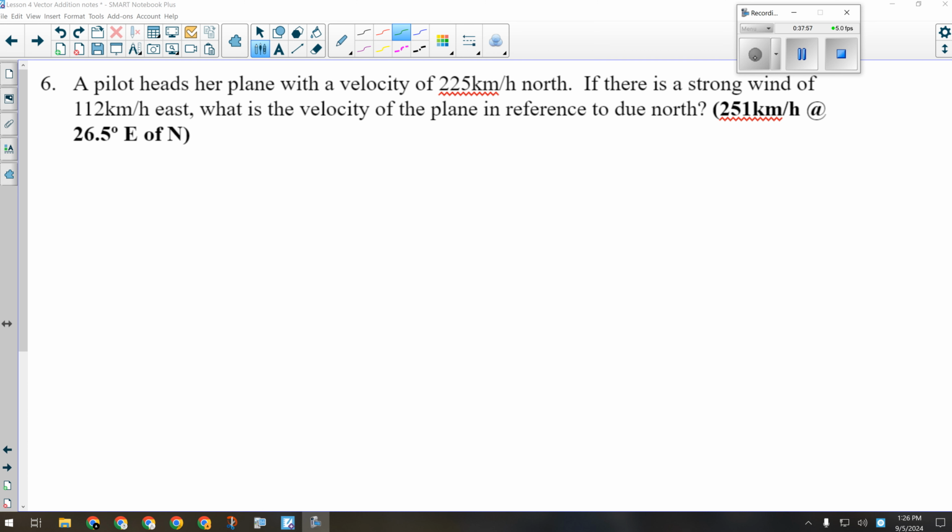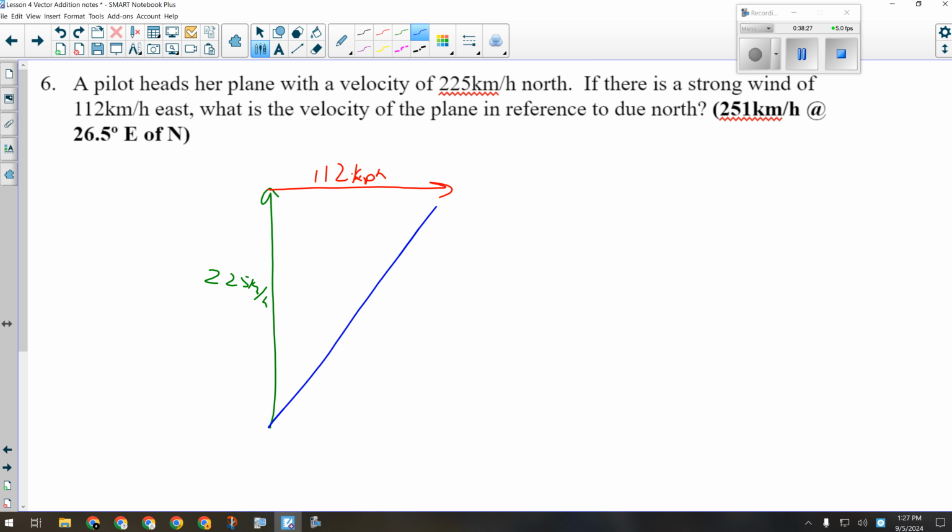The point of this question is to show you it doesn't matter whether it's displacement, velocity, acceleration, force, or any other vector quantity, we still draw them tail to head. So we've got the speed of the plane, 225 kilometers per hour north, and then the wind velocity, 112 kilometers per hour east. That means that if the plane does not correct for the wind, the plane will go this direction.